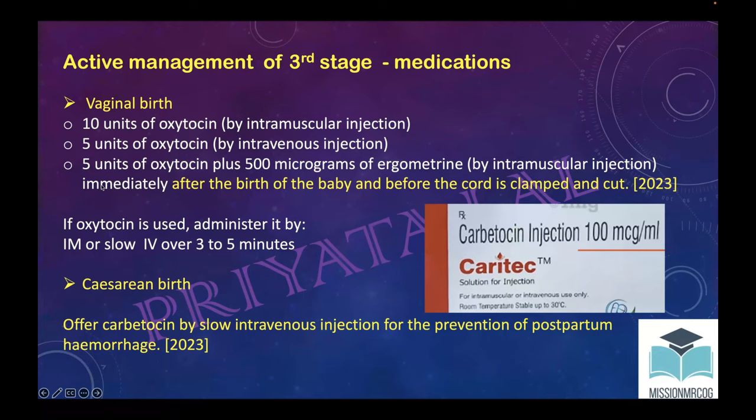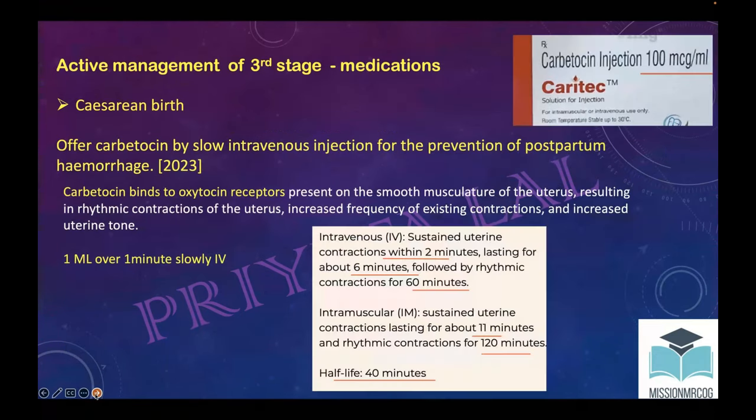Now a few things you should know about carbetocin. How it acts: carbetocin binds to the oxytocin receptor. Because of that, there will be rhythmic contractions, because of increased contraction and increased uterine tone. How to give? 1 ml. You can see that it is 100 microgram per ml. 1 ml to be given over 1 minute slowly IV. This is from the internet, okay? All this carbetocin knowledge is from the internet. 1 ml over 1 minute slowly IV.